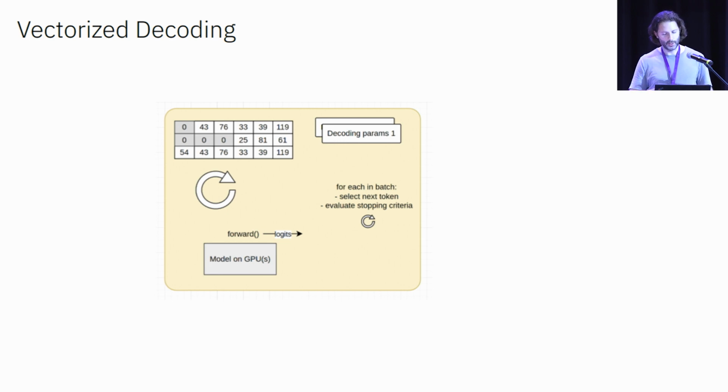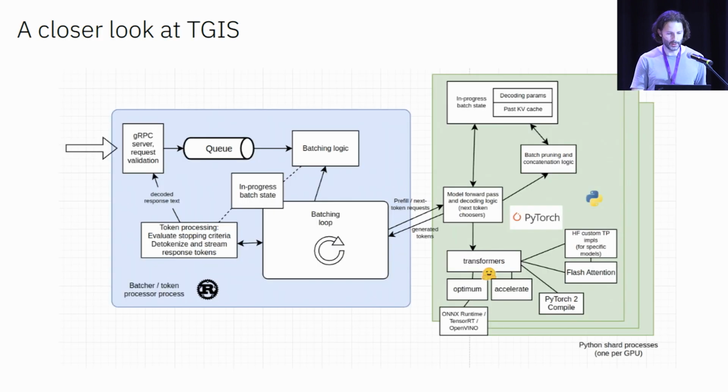So vectorized decoding is basically where you create tensors that combine all of the parameters across the batch. If they all use different values for top K, for example, you can put those all in a tensor and apply it to the column of probabilities at once. So basically, vectorizing each of those operations. That was a big speed up.